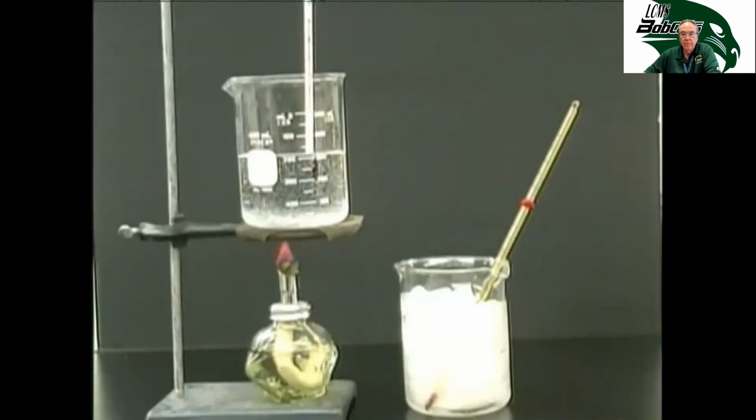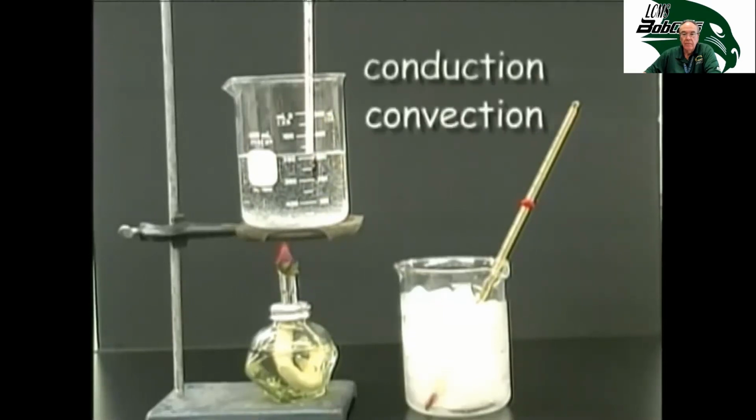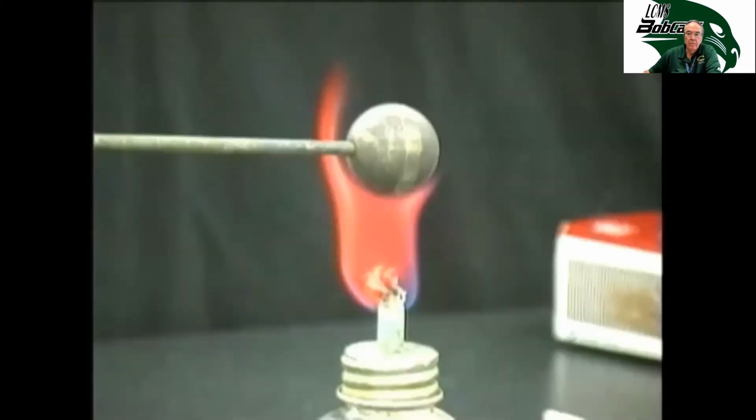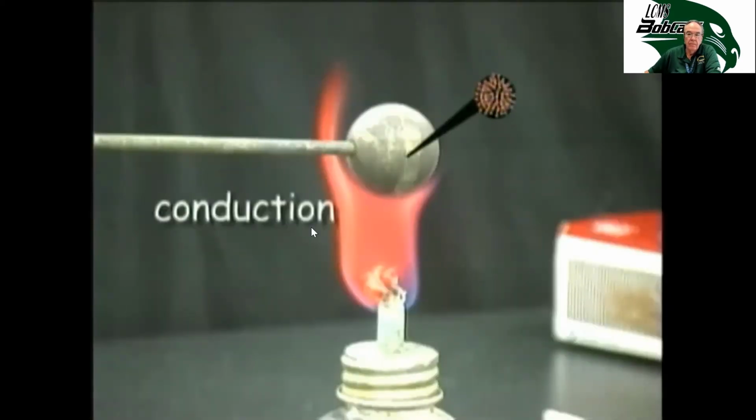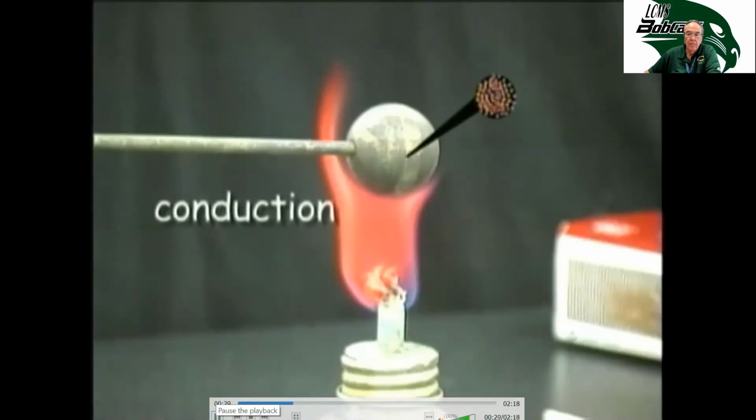Heat travels from one place to another in one of three ways: conduction, convection, or radiation. In solids, heat can travel from one particle to another. This is called conduction because the heat is conducted from one particle to another.